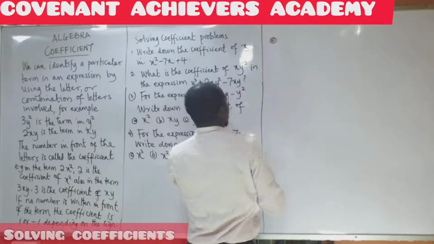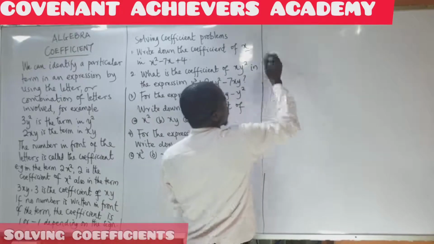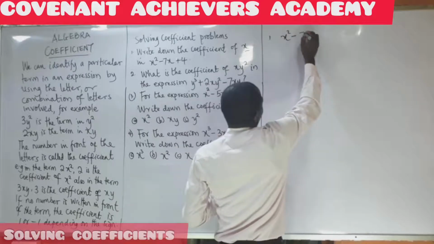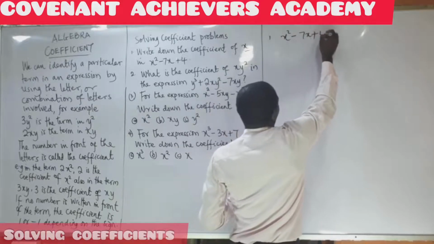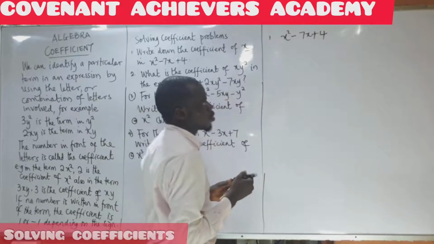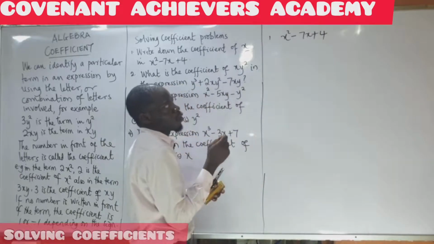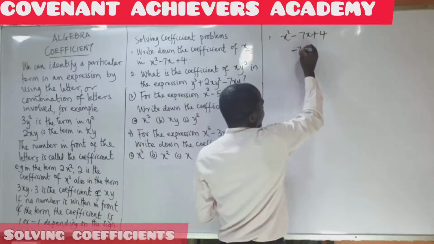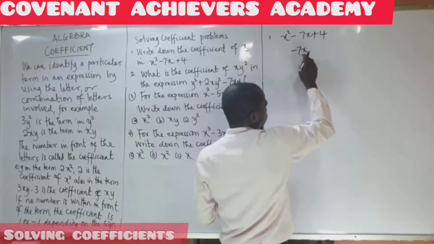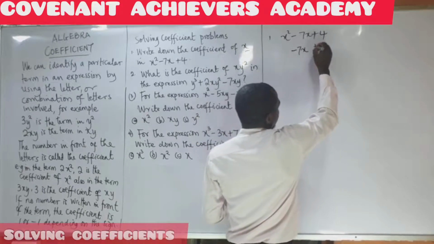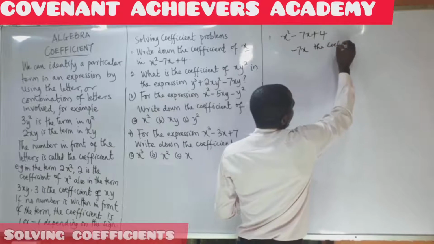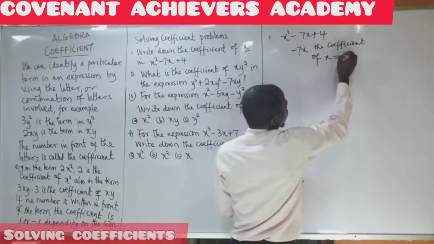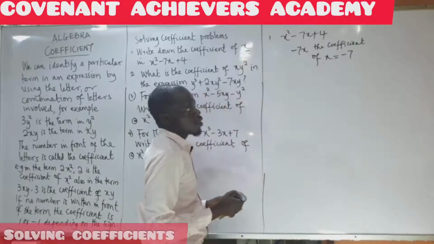That's for number 1. Now, the expression we are given is x squared minus 7x plus 4. We are asked to find the coefficient of x. The term that contains x is minus 7x. Therefore, the coefficient of x is going to be minus 7. That is how we solve that question.